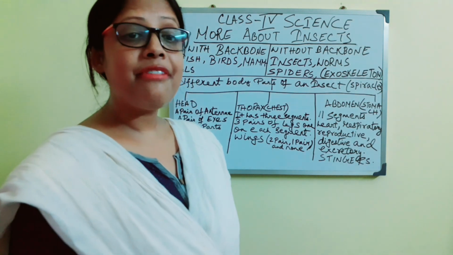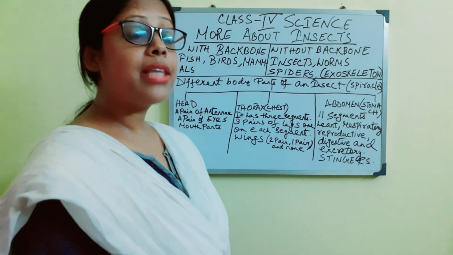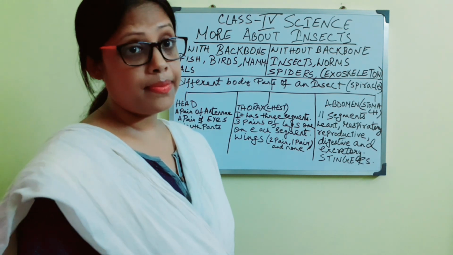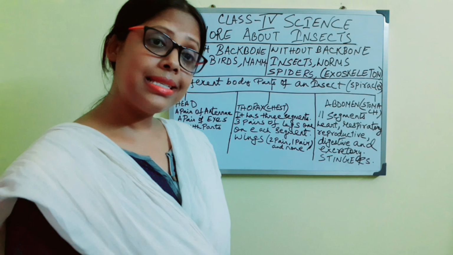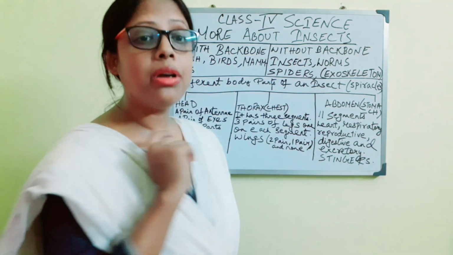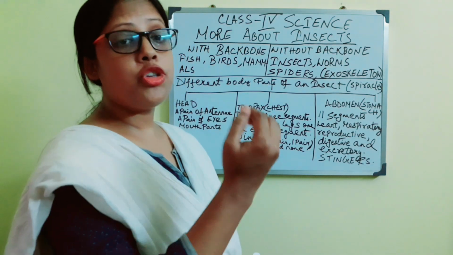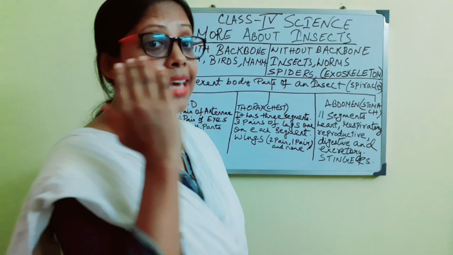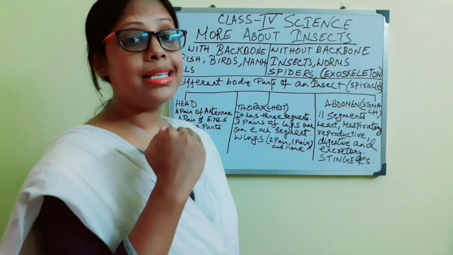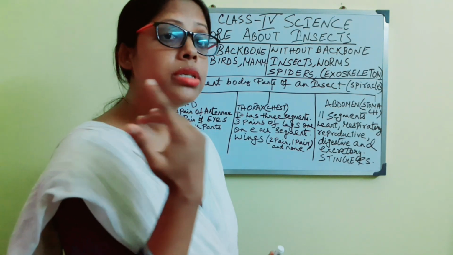Now, they have a pair of eyes also, and they have thousands of lenses. These lenses help the insects to detect the motion of things around them. So they can see, with the help of these lenses, the motion of things that are going on around them.